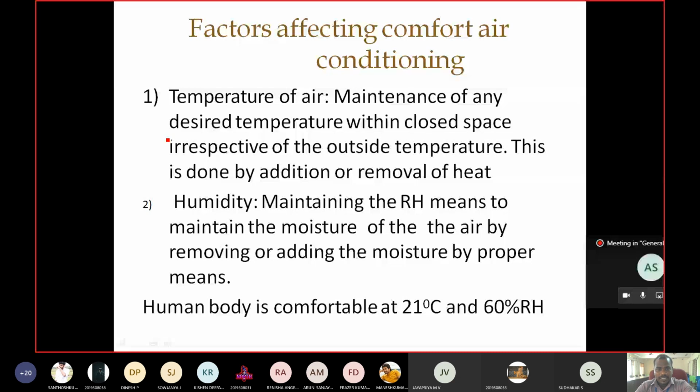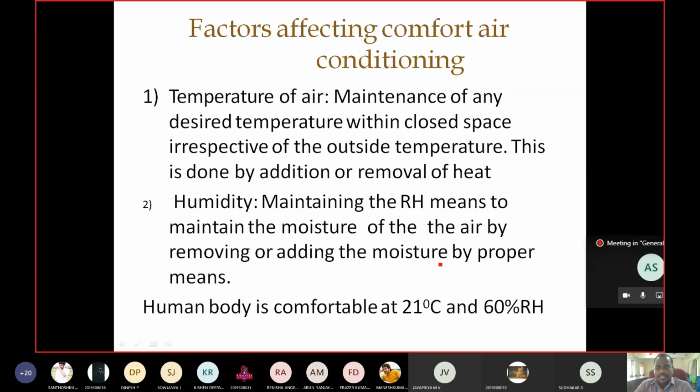Maintaining the relative humidity means maintaining the moisture of the air by removing and adding moisture by proper means. So we can humidify and dehumidify. The human body is comfortable at 21 degrees Celsius, and the RH value should be 60%. That is relative humidity. So this is our comfortableness. We should maintain the atmospheric air at this condition: 21 degrees Celsius and 60% RH.